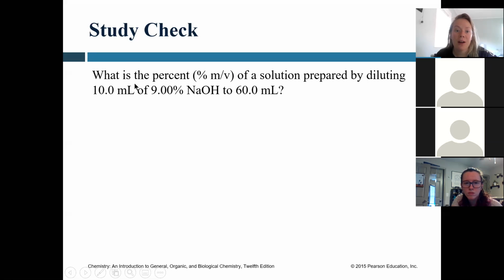Sure, why not? We'll do one more. What is the mass volume percent of a solution prepared by diluting 10 milliliters of a 9 mass volume percent NaOH solution to 60 milliliters? So we're taking it from 10 and we're diluting it to 60. I'll give you just 2 minutes for that.